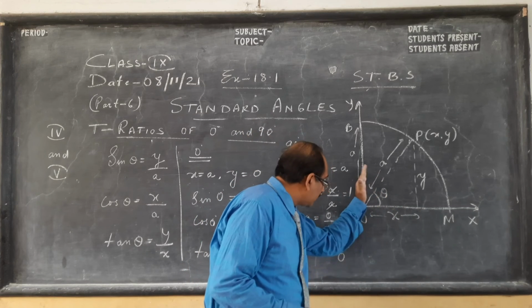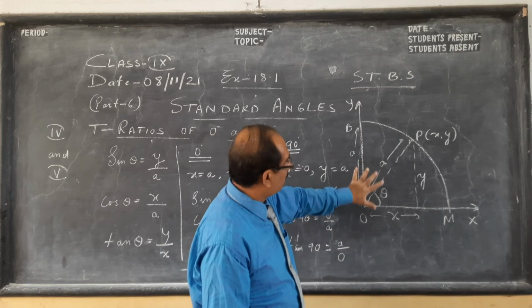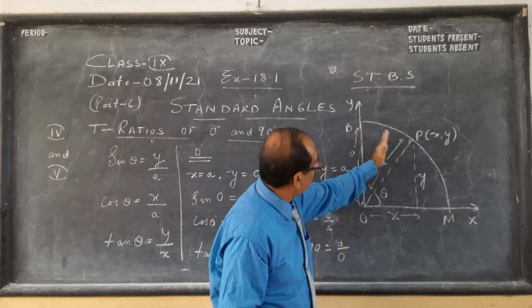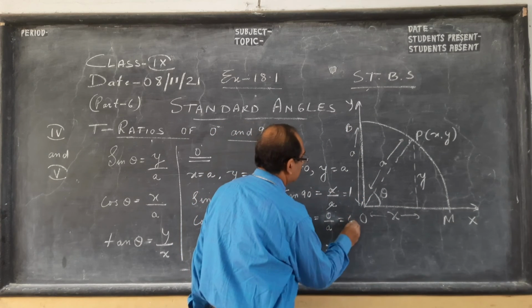Cos: x becomes 0. When this becomes 90 degree, this becomes 0. So 0 by a, hypotenuse becomes a. It comes here, so this is a only, hypotenuse. So we get 0.